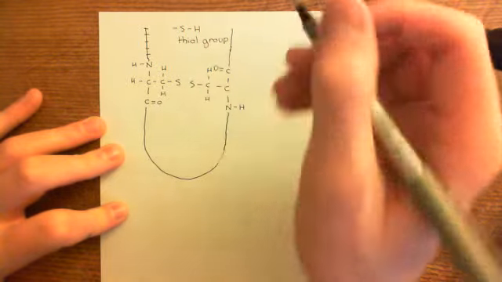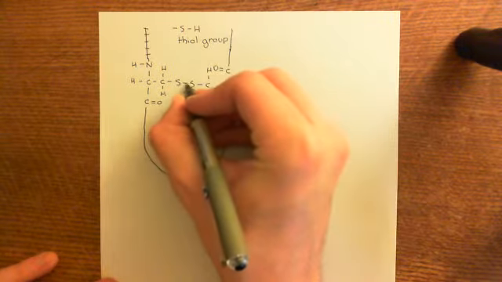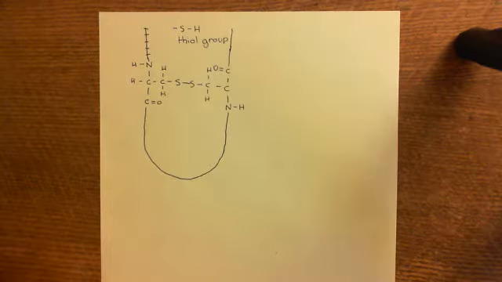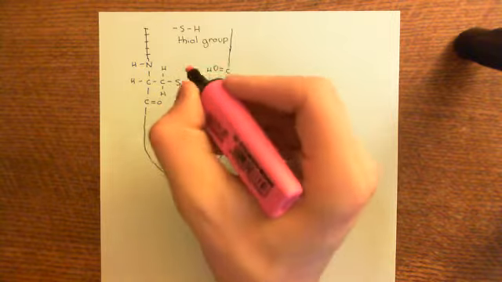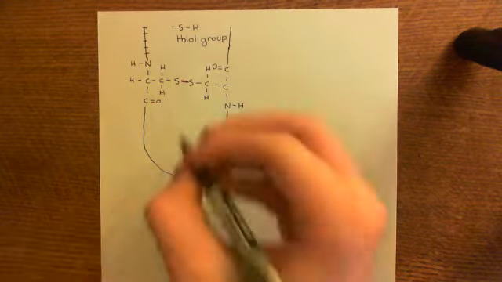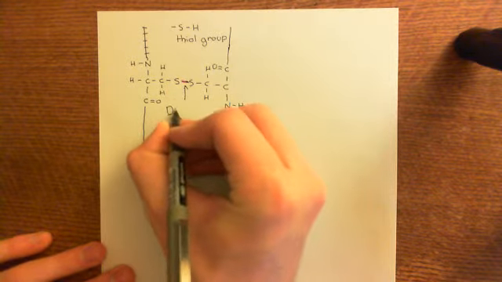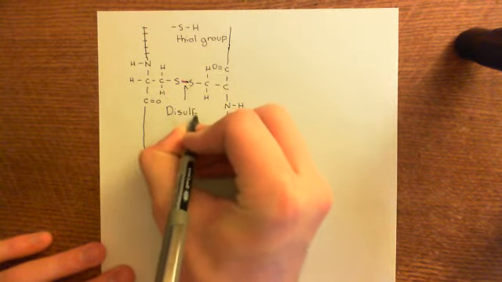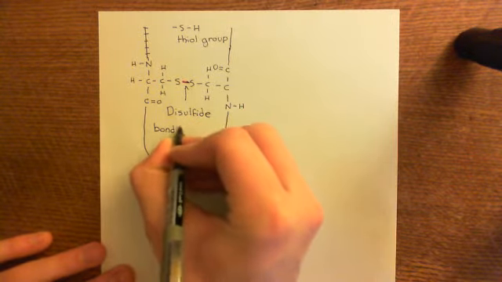Okay, right. So you then have this bond between the two sulfurs, and this is the essential bond. This is what's holding together the cis loop. This is a disulfide bond, also known as a disulfide bridge.